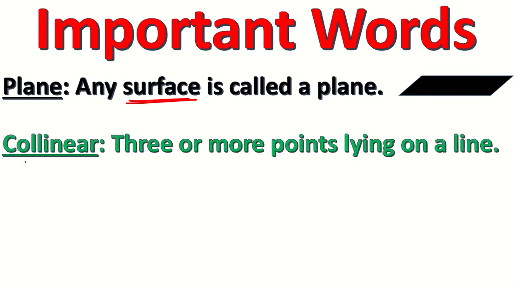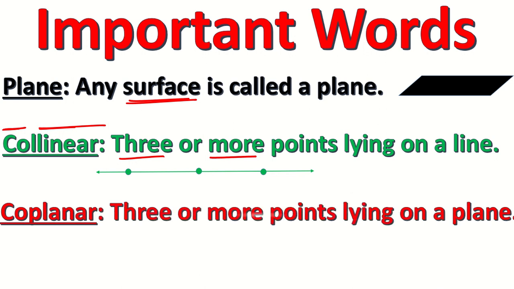Okay, now next is collinear points. Collinear means, co means together, linear means line. So if three or more points are on the same line, then that is called collinear. For example, you can see these are the 3 points and they are on the same line, so they are called collinear points. This part will be used in the question also. So remember this: collinear means 3 or more points lie on the same line.